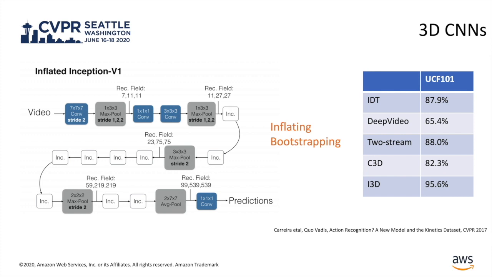With pre-training on a new large-scale dataset, Kinetics 400, i3D achieved 95.6% on UCF 101 using only RGB frames. By using optical flow, two-stream i3D achieved an astonishing 98% accuracy on UCF 101, which finally saturates the dataset.